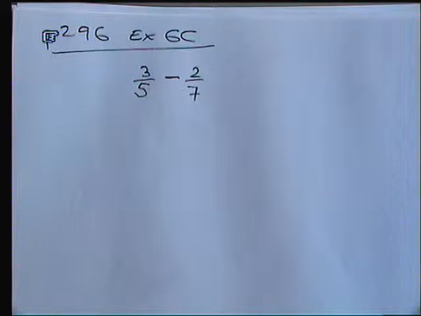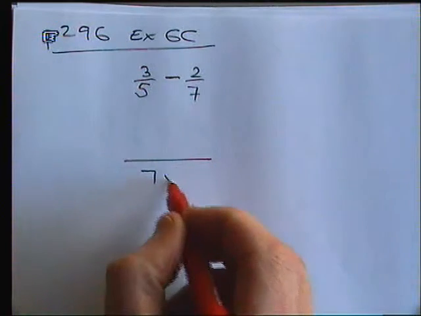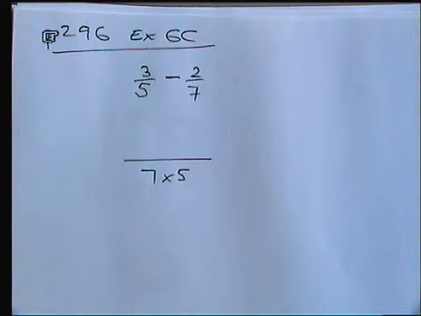Harry, okay, Harry, 3/5 take away 2/7. What's the first thing I do? Okay, what's the common denominator? What have some of you just done to get that? Okay, so I'm going to write that down there, rather than the 35, because the process here will help you in a minute.